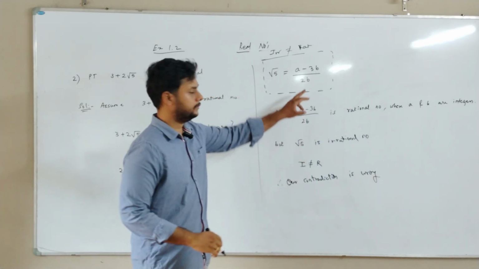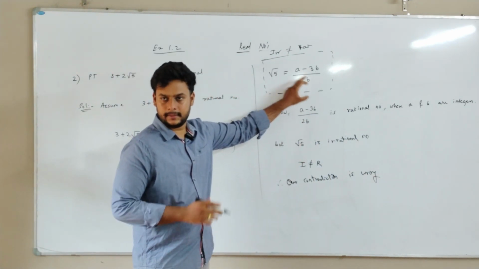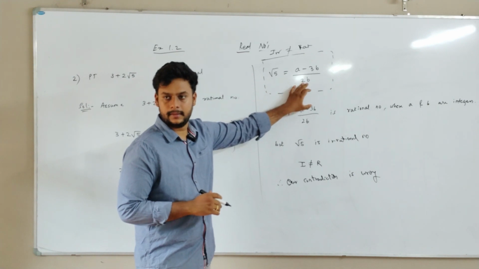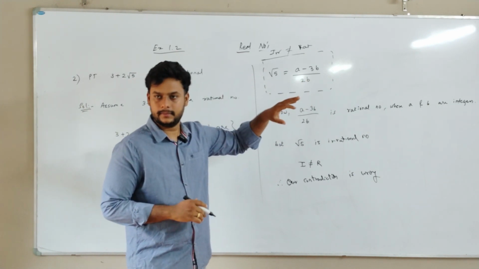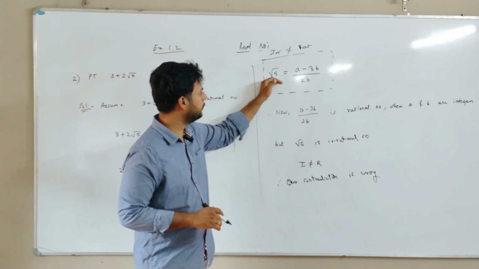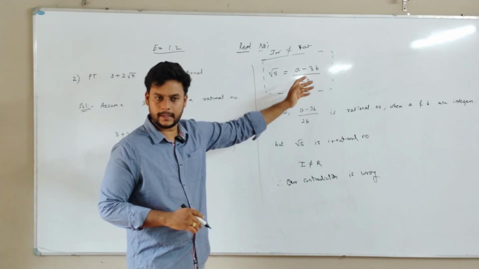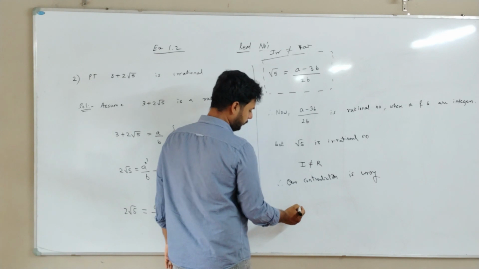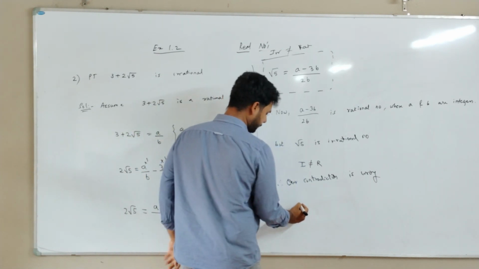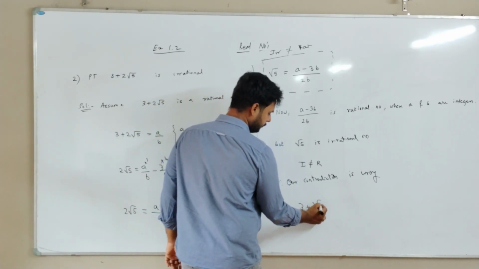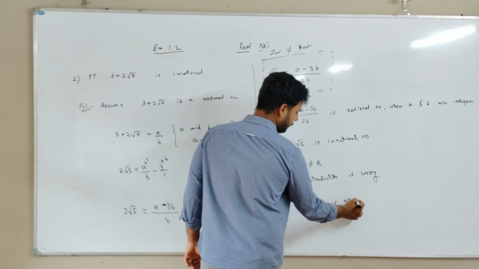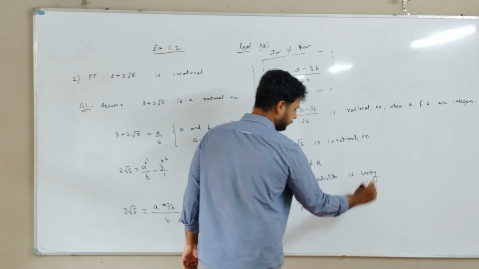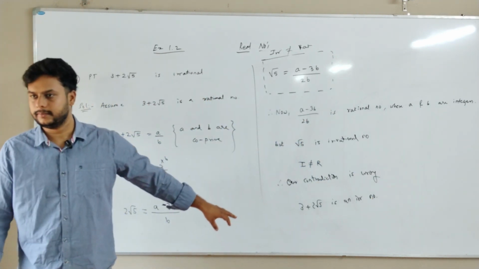We cannot equate. Is it irrational? Did this become rational? So I proved that it's not rational. Rational is not equal to irrational. This is not rational, this is also not rational. This is rational. Therefore, our contradiction is wrong. 3 plus 2 root 5 is an irrational number. This is how we prove it here.